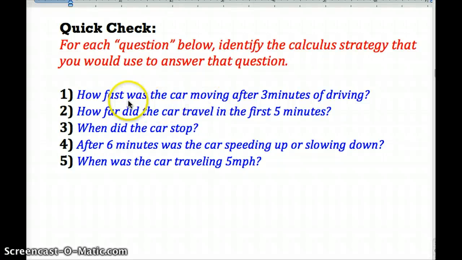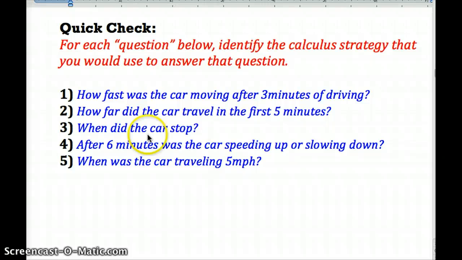Exactly. So hopefully you recognized how fast is a keyword for velocity and that we're given information about time. So most likely to answer this question, we would be calculating a first derivative and plugging in 3. How about number 2? Yeah, exactly. So how far is a keyword for distance, which means it's the original function and we're still plugging in because we're given time. How about number 3?